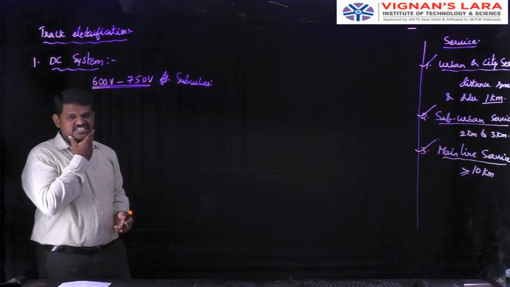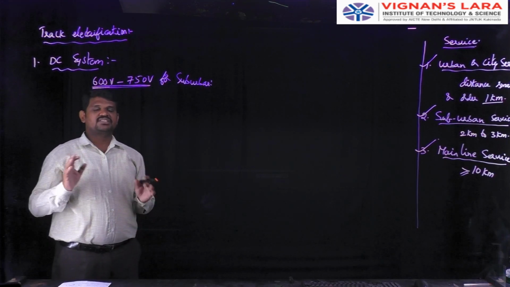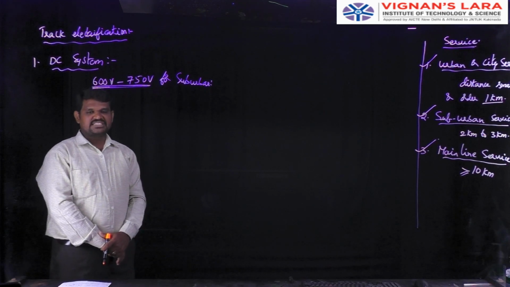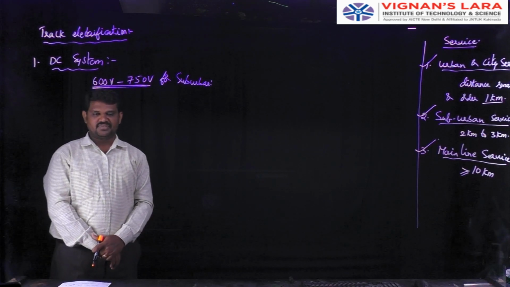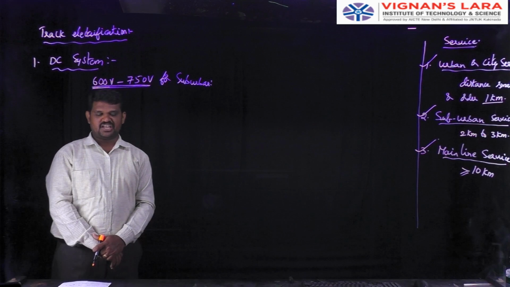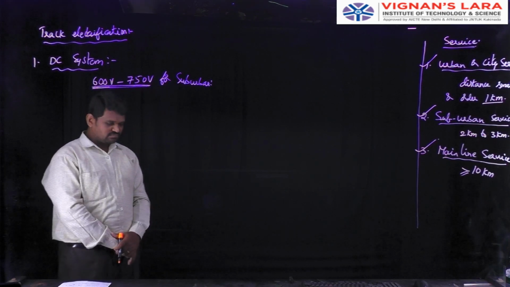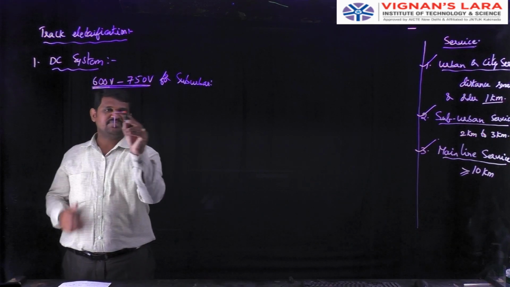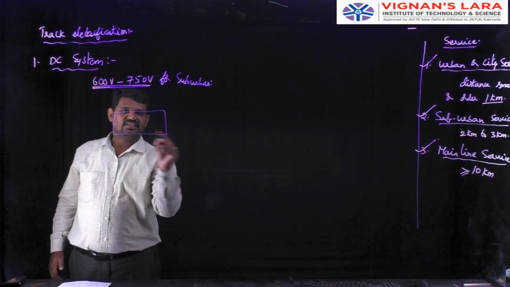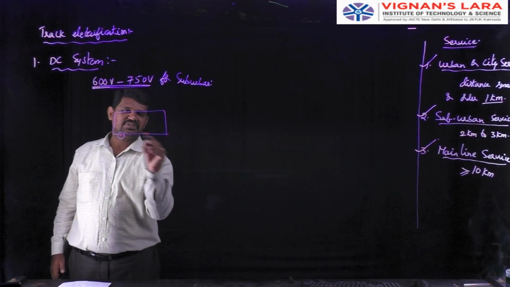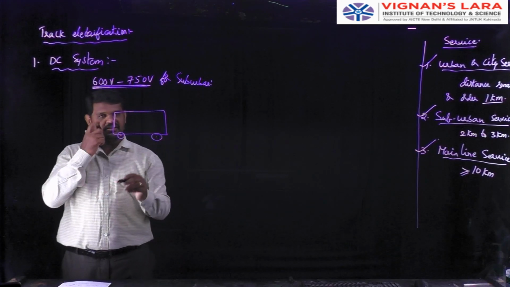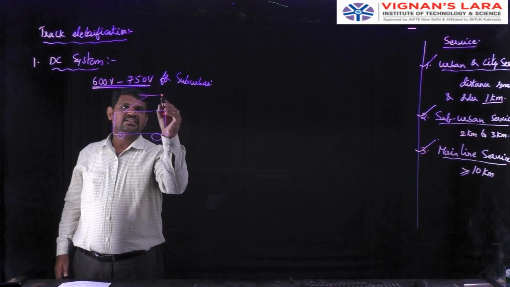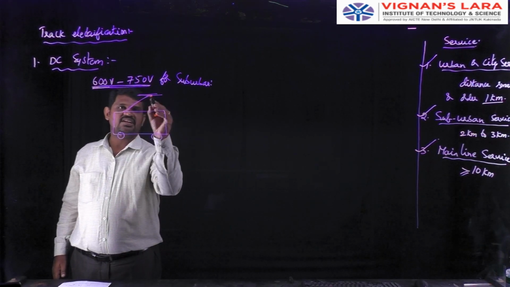In some movies, we observe the bus-type train. That is called the tramway. It is just simple, like a bus, and it has one conductor. The vehicle is in contact with the conductor.